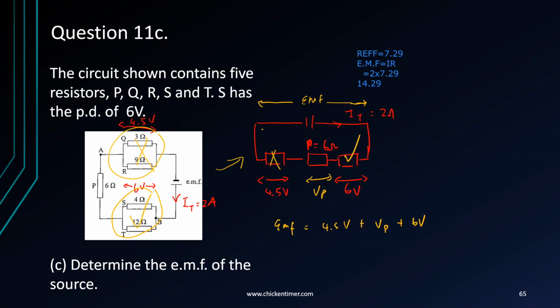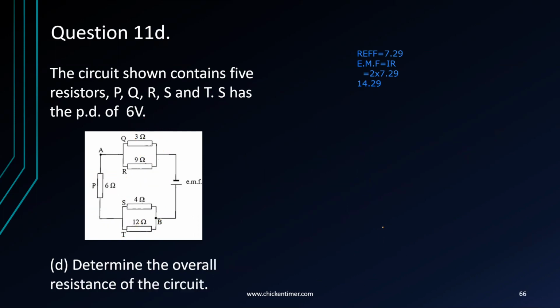Because we already found the potential difference, and the top one, the Q is parallel to R, so I can use the potential like that. Then the S and T, they are parallel to each other, so I can use the potential over here at 6 volts. So then we're left with VP down here, we do not know the potential. Then the EMF is the sum of all these 3 together. So your job is to just find VP. It is 2 times 6, 12. So then you'll be 4.5 plus 12 plus 6, 22.5.